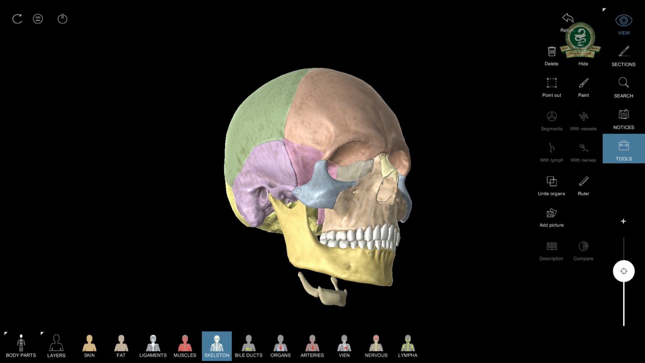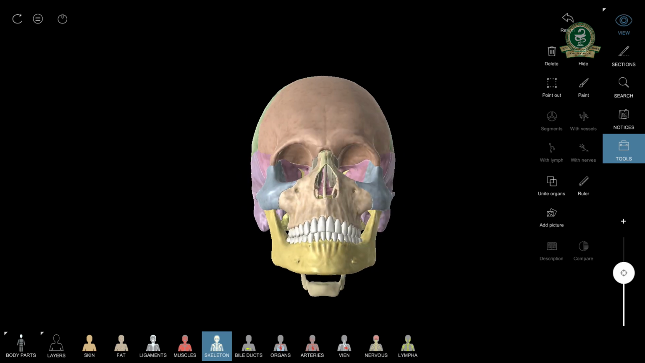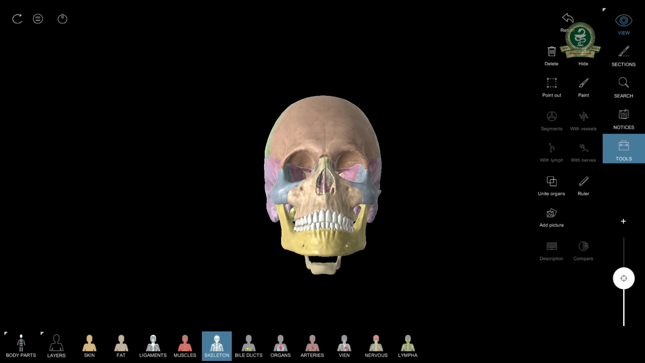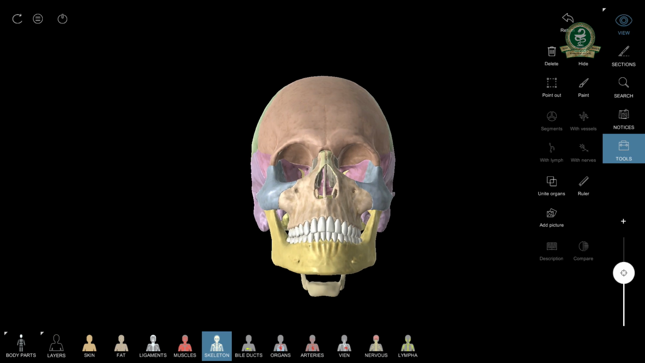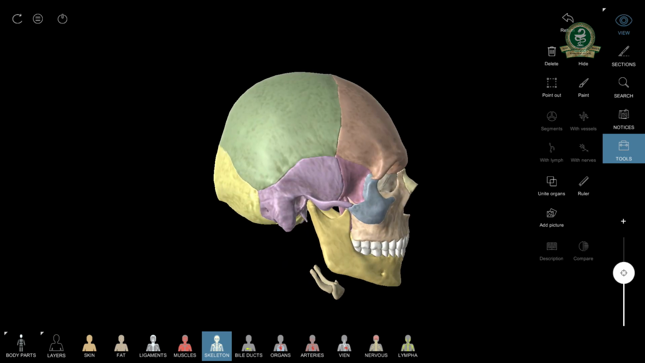And as I said, we divide into two parts, cranial bones and facial bones. And we have 8 cranial bones and 14 facial bones. Let's divide like this. This part will be the facial bones. Here we have the cranial bones.